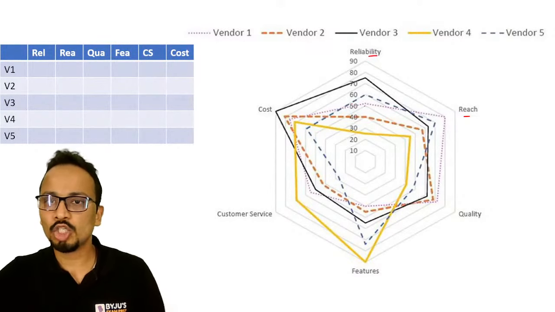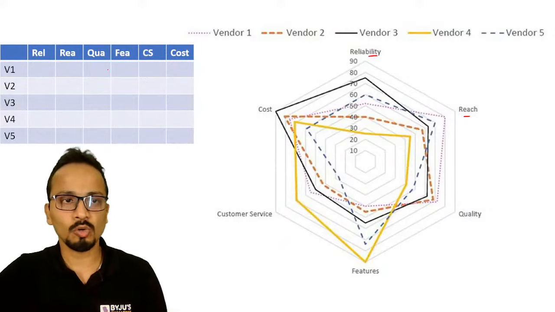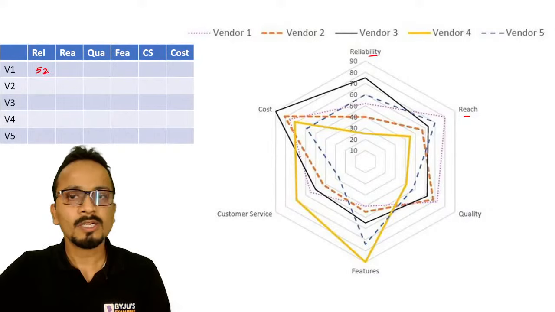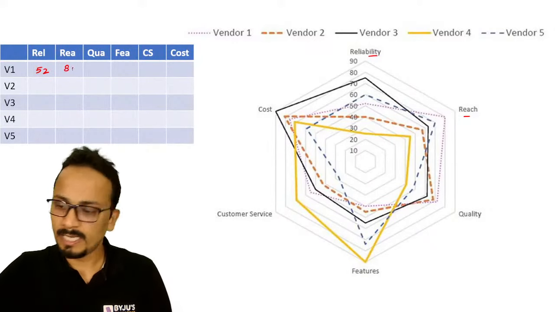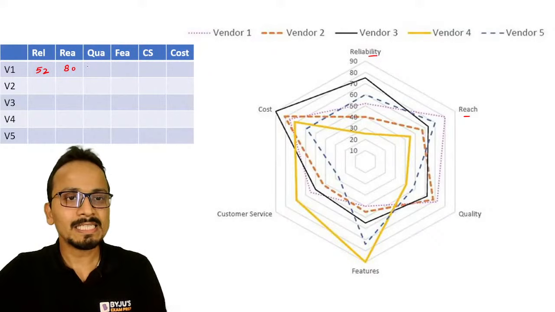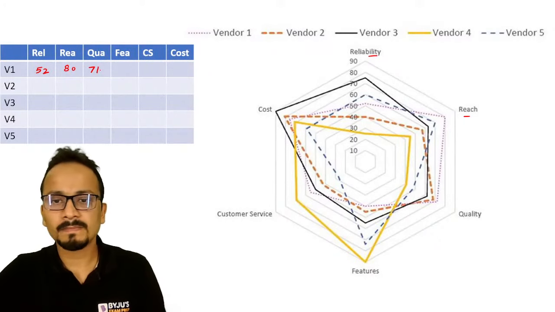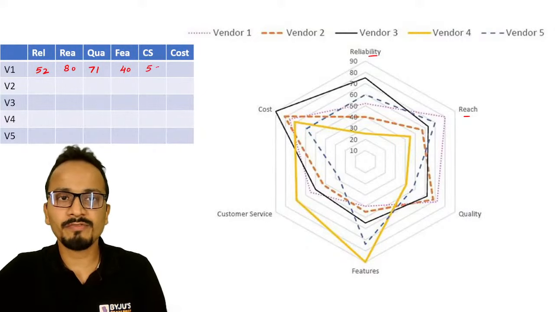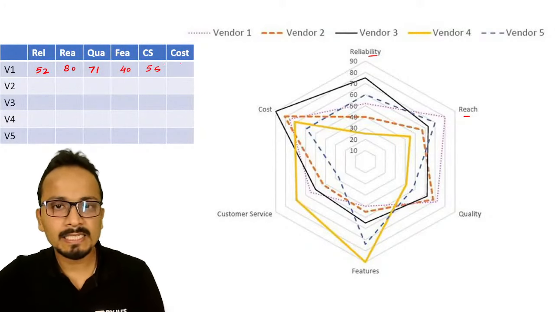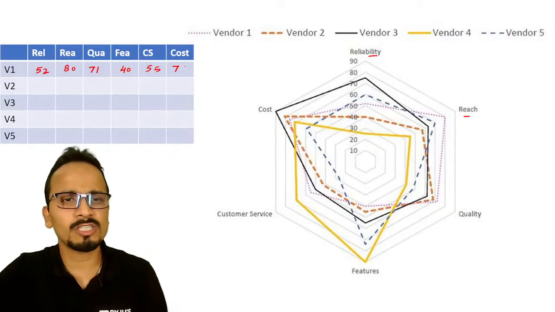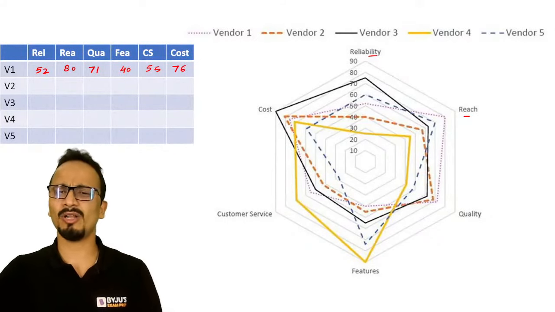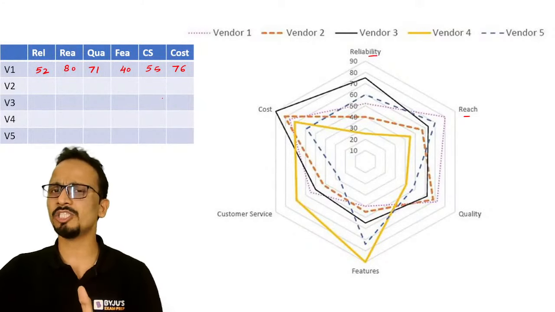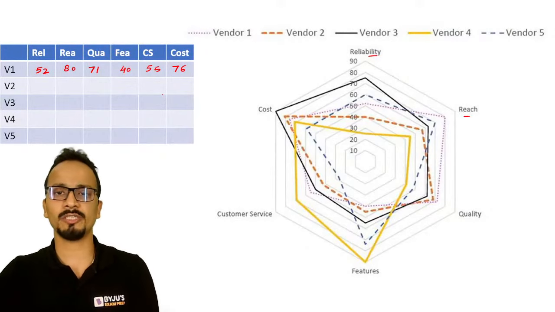So vendor 1, dotted purple line. For reliability, it is 52. For reach, it is 80. For quality, 71. Then 40. Then 55. And then it is 75 or 76. Doesn't matter at all. Wherever there is a very close call, then we'll take a decision if it is required as per the question.